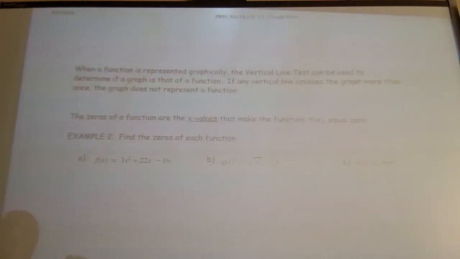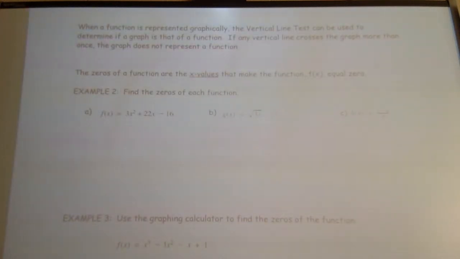When a function is represented graphically, we use the vertical line test to decide if it's a function. I think, did we talk about this yesterday? We had the circle x squared plus y squared. We talked about the vertical line test yesterday. If the vertical line crosses the graph more than once, the graph does not represent a function.